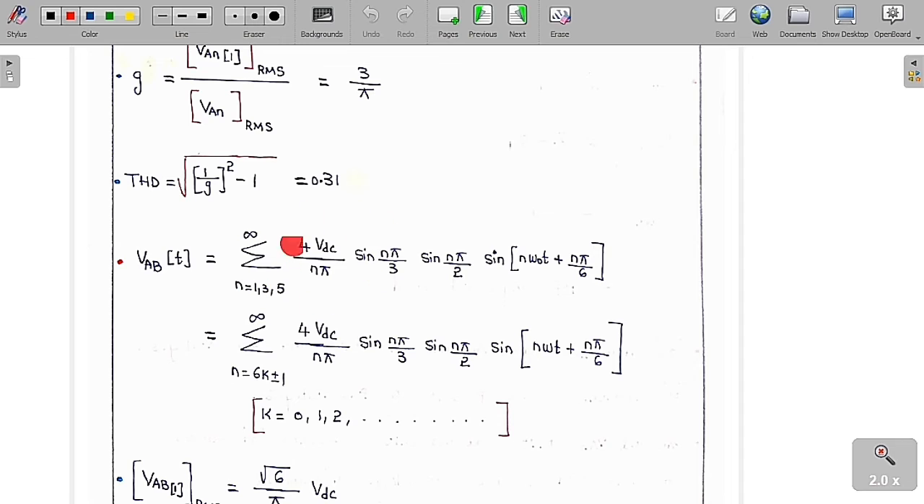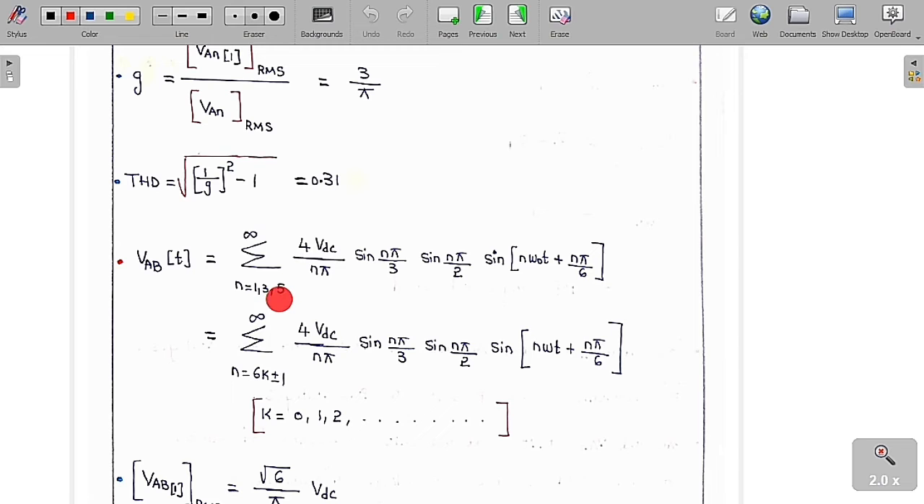Similarly, I am going to write the line voltage expression. As it is a pure sine waveform, I am going to get it like this: sigma n is equal to 1, 3, 5 to infinity, 4 VDC by n pi into sin n pi by 3 into sin n pi by 2 into sin of n omega naught t plus n pi by 6.